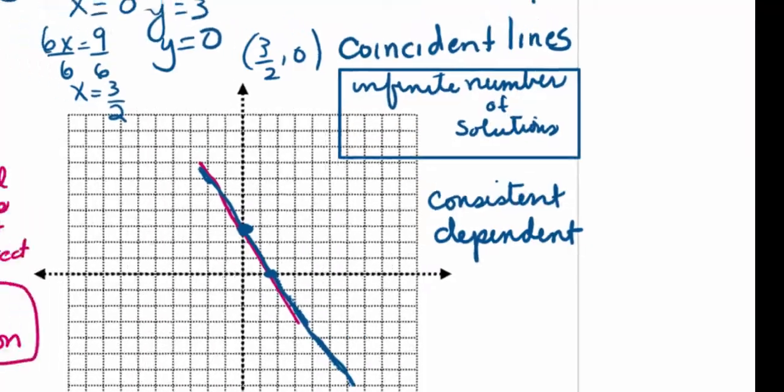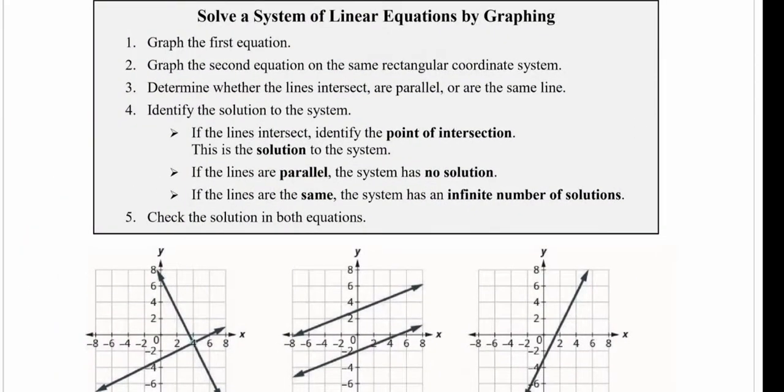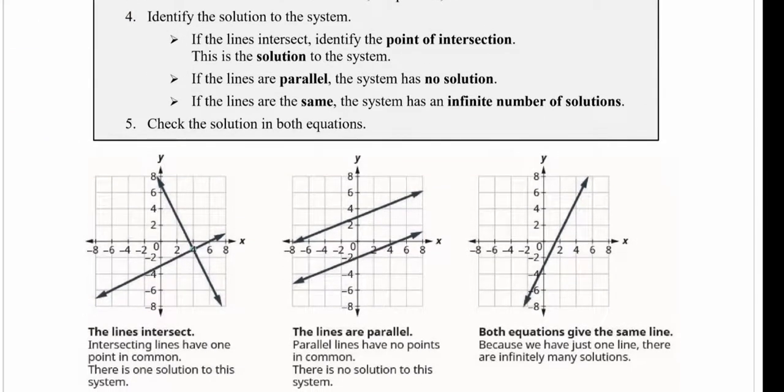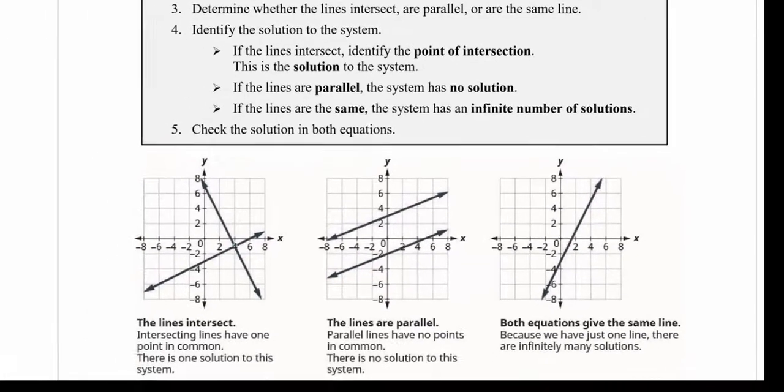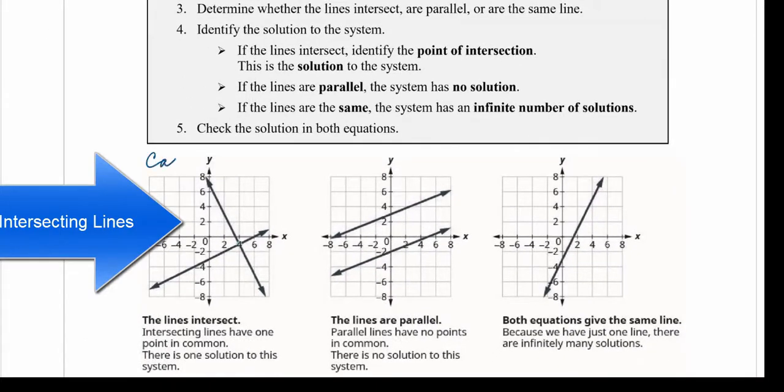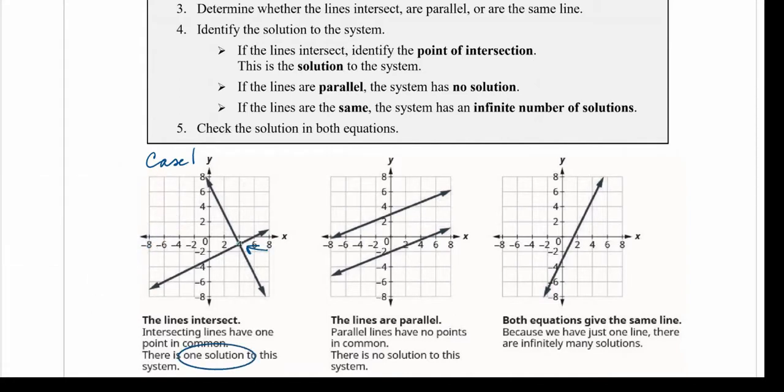So let's recap what we just learned. So here's a quick recap. To solve a system of linear equations by graphing, you're going to graph the first equation and then the second equation on the same rectangular coordinate system, so the same graph paper, so to speak. You're going to determine which of three different cases you have. Do you have the case where the two lines intersect at a single point, just like here in case number 1, and that point is one solution, and that will be the solution to that system?